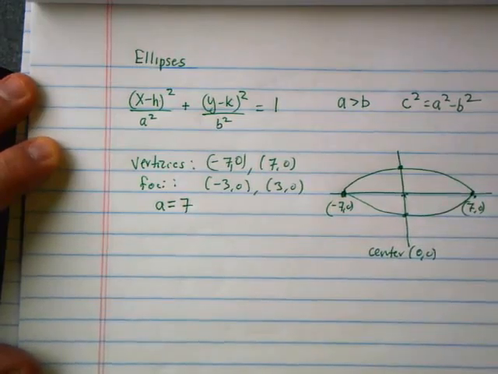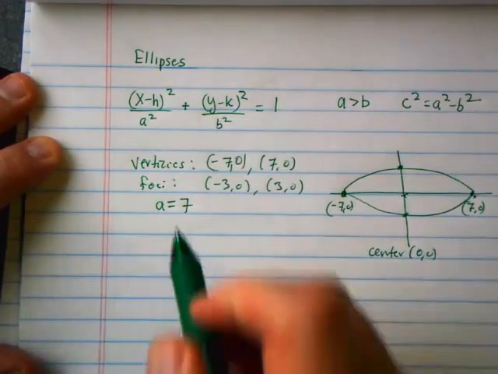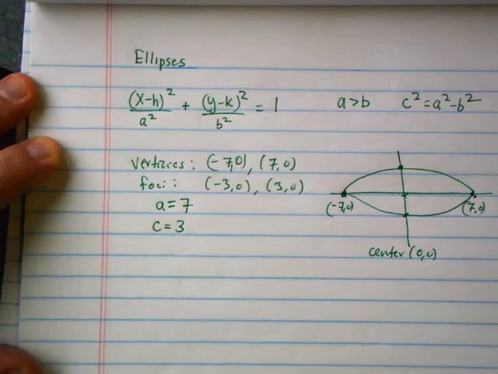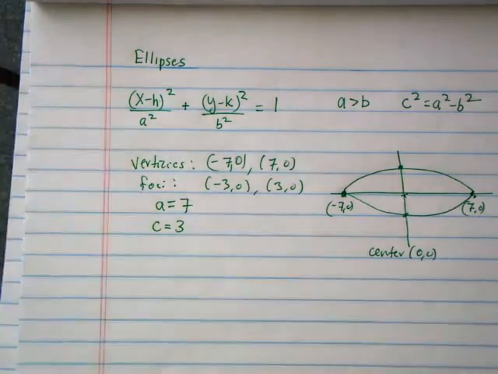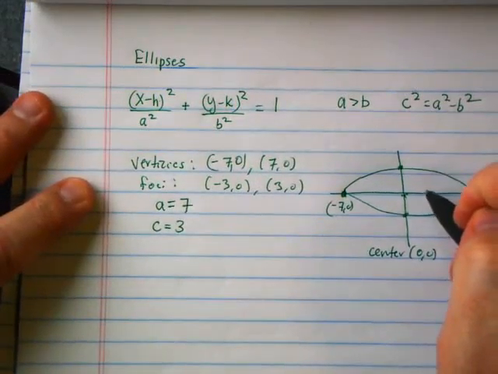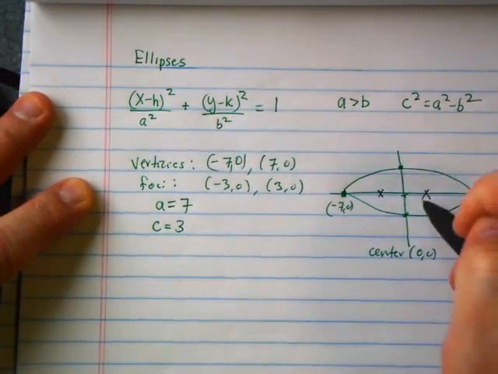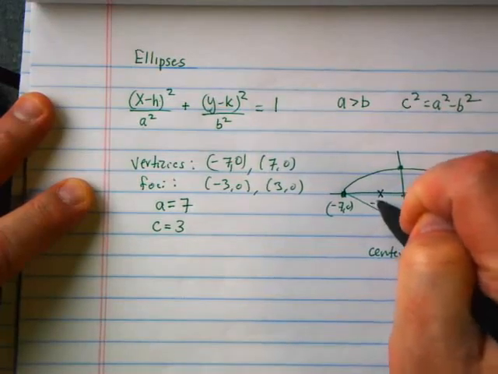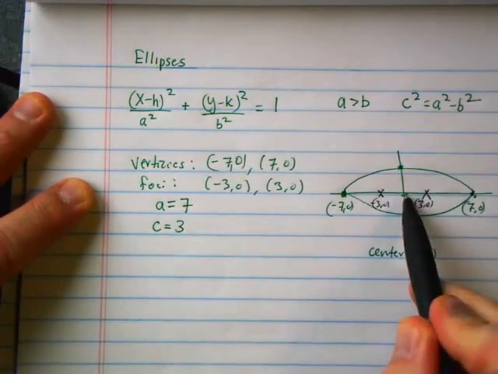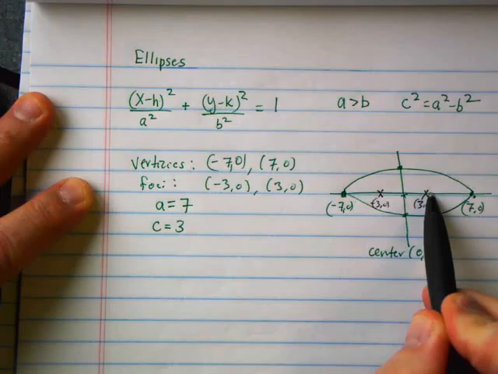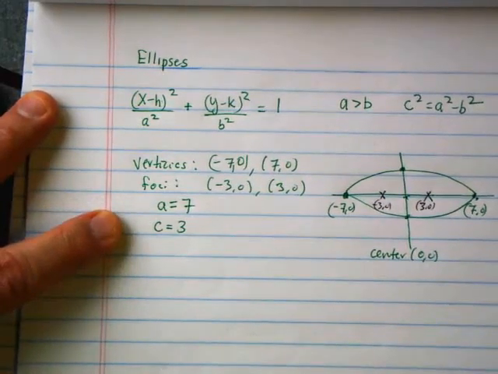What other letter do I know? c. What's c? How do you know c is 3? Because our foci are here and here, 3, 0 and -3, 0. c is the distance from the center to a focus. So c has to be 3. What's a? Well, we know a. What's b? We don't know, but we can figure it out. How do we figure it out?